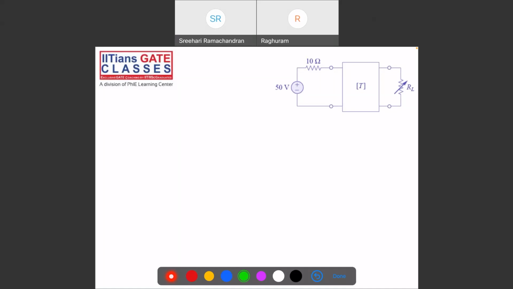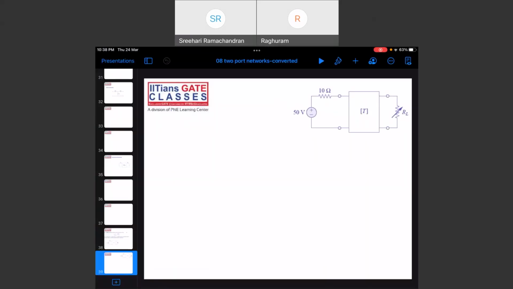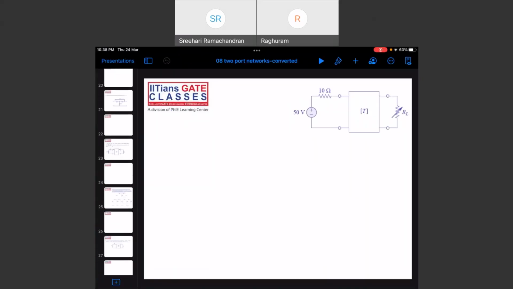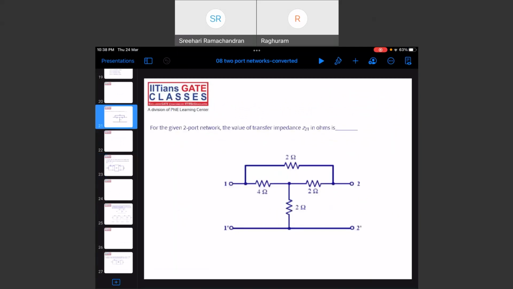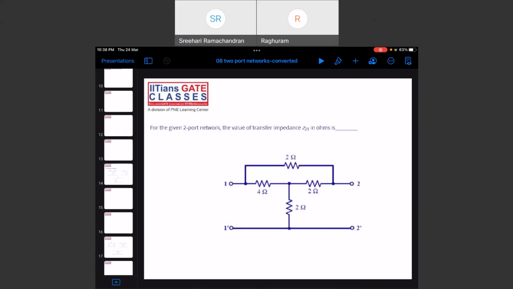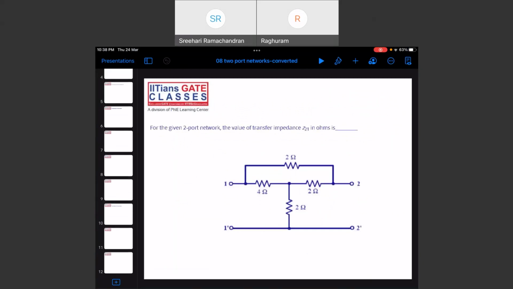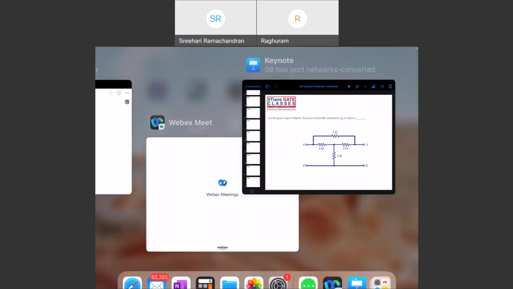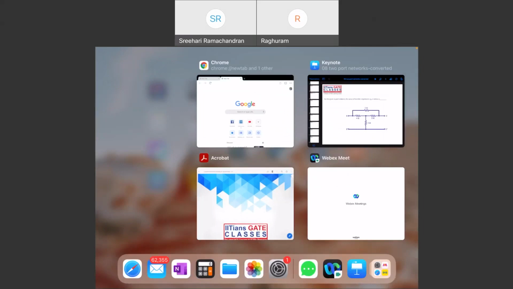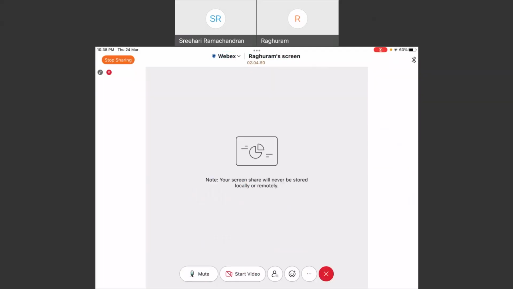Okay, I'm closing the class now. Any doubts in today's class? The only thing with two-port networks, not only two-port networks, with networks in general, is you have to practice more to get the concepts. Concepts only you'll understand when you practice more and more.